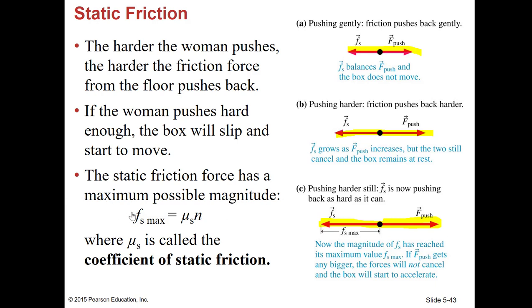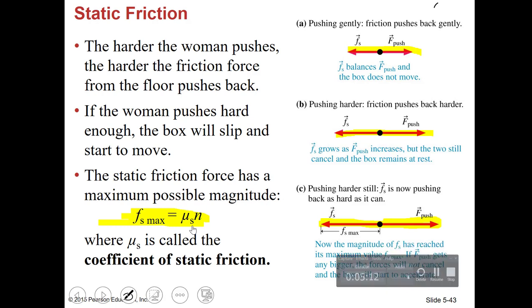So the maximum amount of static friction from the formula that you see here is equal to the normal force times mu sub s. So this is pronounced mu sub s, the coefficient of static friction. That's just determined by the two surfaces. As I said, rubber on concrete has a different coefficient of static friction than, say, wood on wood. Okay? So that's the maximum amount of static friction.